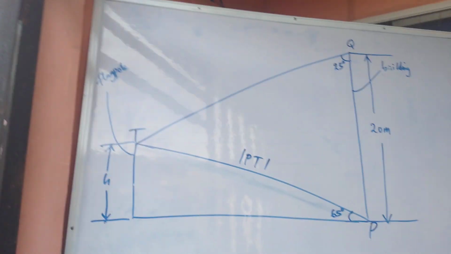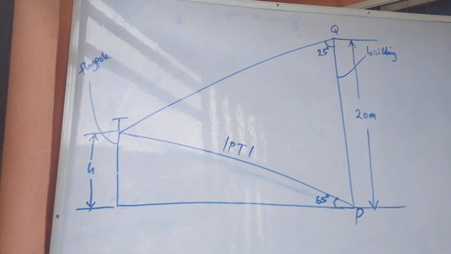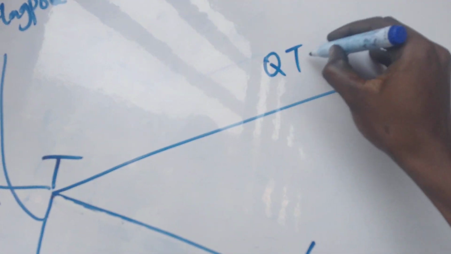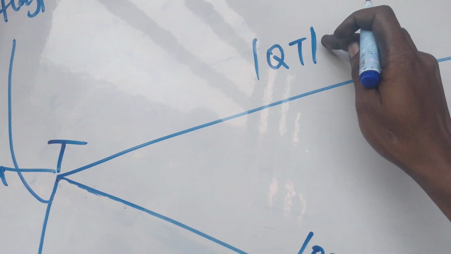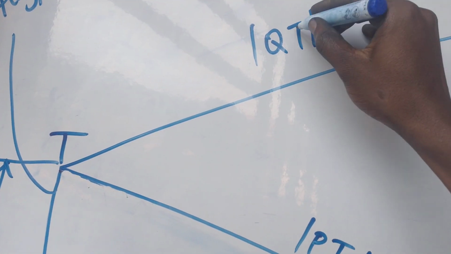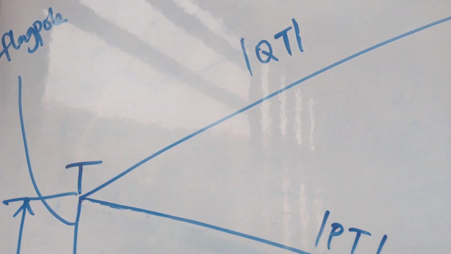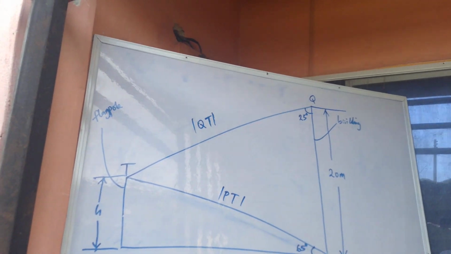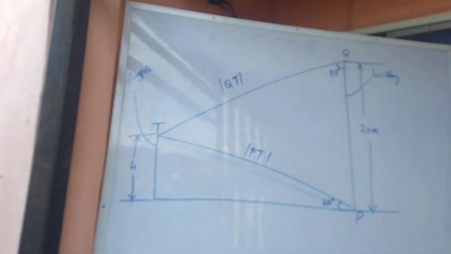And then they say find the distance QT. Distance QT is the distance from here to here. Alright, let's do that.